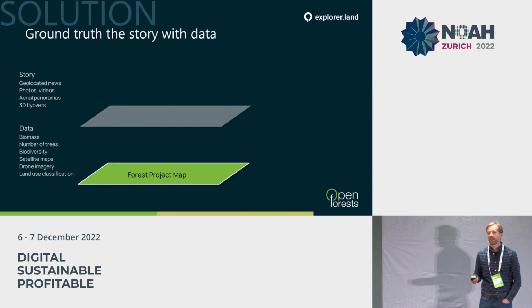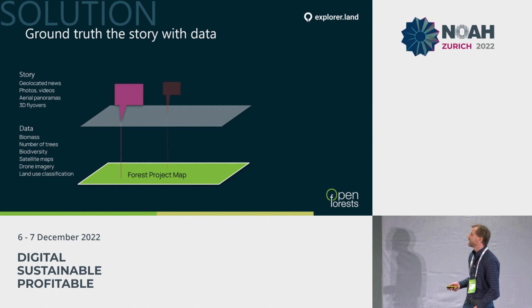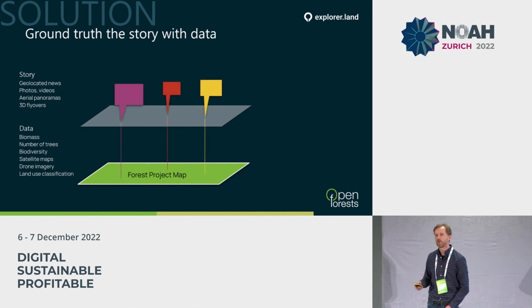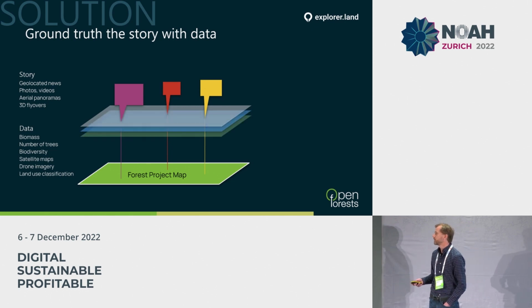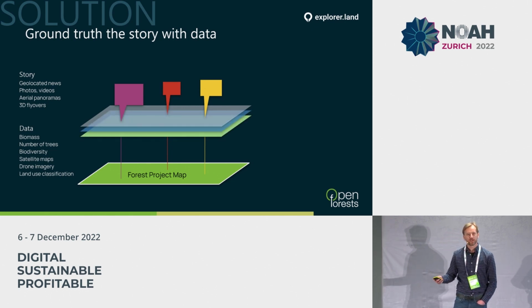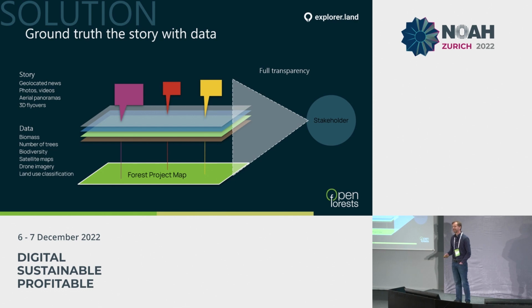And we think that a map is a very nice canvas, like a storytelling canvas, that on the one side can connect the stories, so the emotional parts, the inspiration, with data. So it basically ground truths the story in space and time. And this has the potential to create this kind of full transparency.